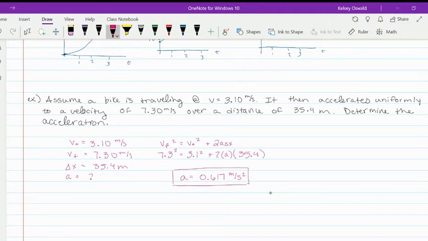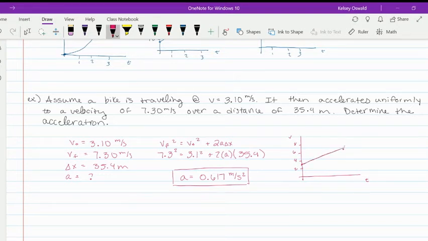Just like the last problem, if we wanted to, we could draw a quantitative position time, velocity time, and acceleration time graph for this motion. For this one, let's just do a velocity time. So for that velocity time graph, we know we start at a velocity of 3, so let's say we go 2, 4, 6. Start at a velocity of 3.1, and we end at a velocity of 7.3. Okay.